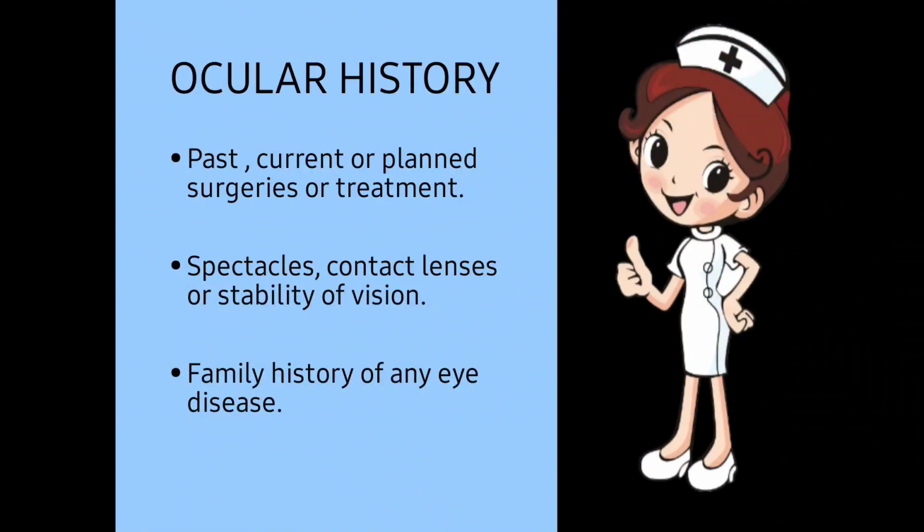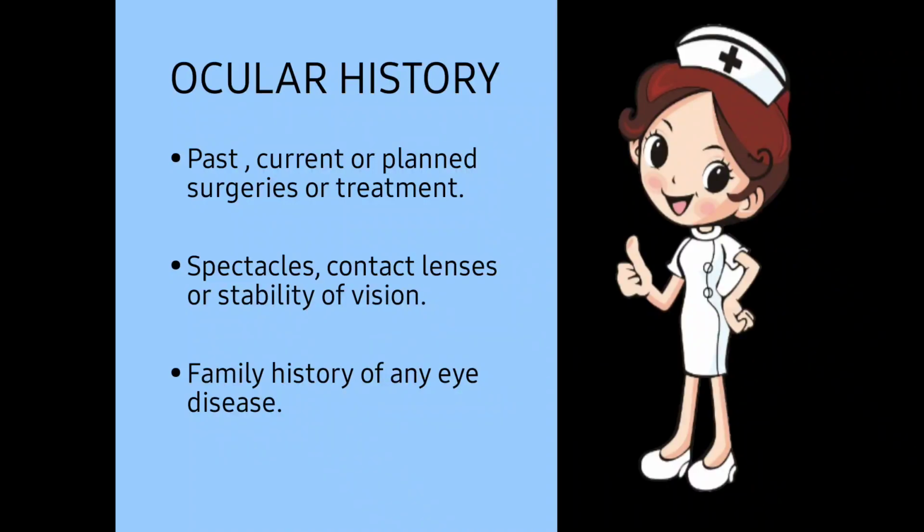Next one is the ocular history. What is the eye history of the patient? Any kind of past, current, or planned surgeries, or any treatment that the patient has undertaken, any drops the patient is putting in the eyes. All these come under past, present, planned surgeries, or any kind of treatment he or she has taken regarding the eye. Next one is spectacles, contact lenses, and the stability of vision.